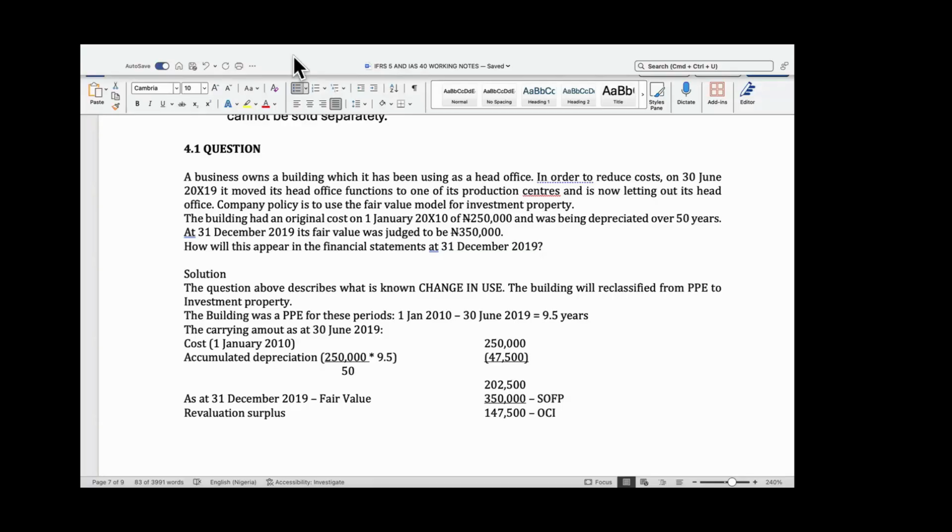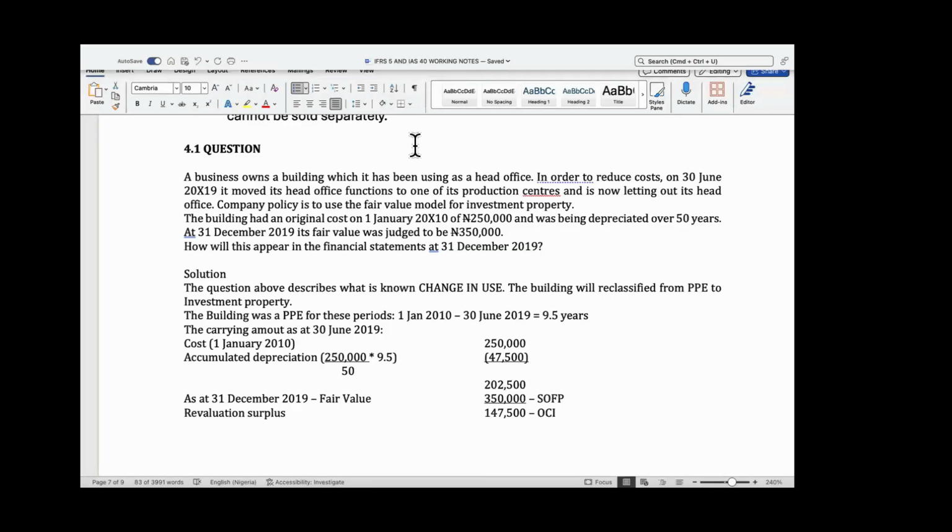But one thing we know is that from that June, when there was change in use, the question told us that it becomes investment property under fair value model. We don't depreciate investment property that is measured using fair value model. So we wouldn't be expected to do any further depreciation beyond that date. However, since the investment property will be measured under fair value model, it has to be remeasured.